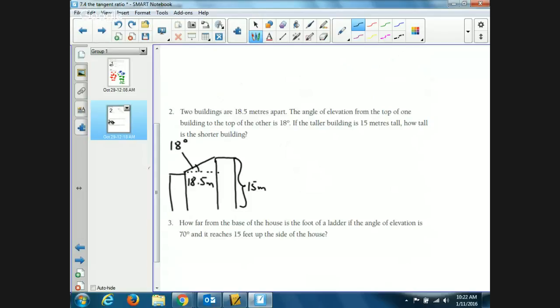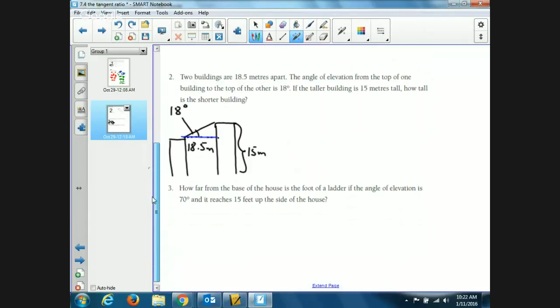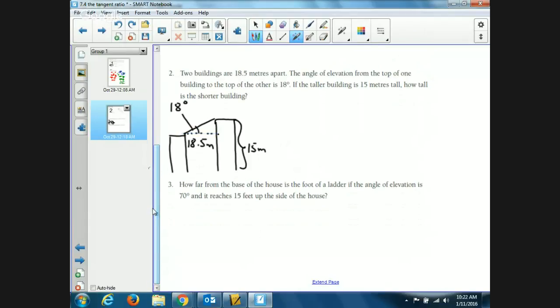This one's a doozy. How tall is the shorter building? This one's a couple of steps. You're going to have to use one of your ratios to find what this small distance is, how much taller the taller building is, and then subtract that from 15. There's a few steps to this one. The drawing, though, I thought I'd give you there to just get started.